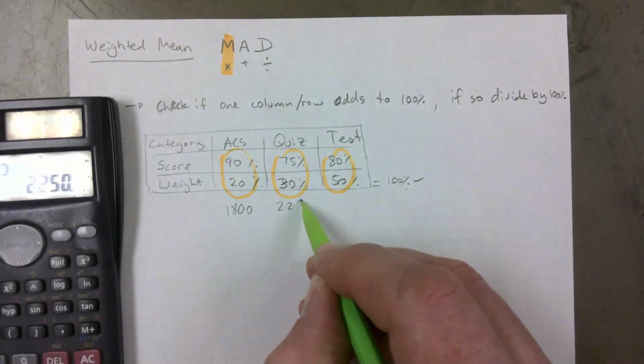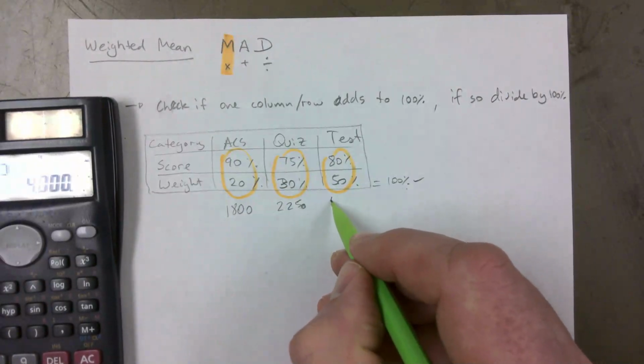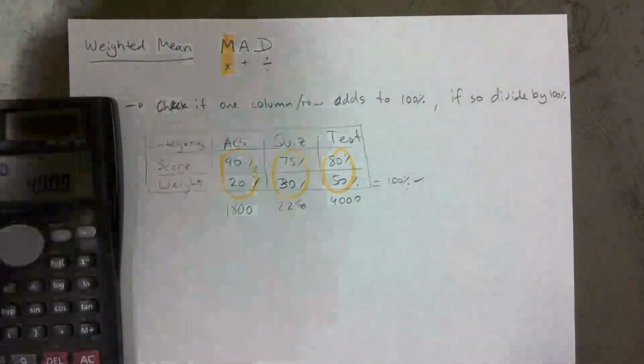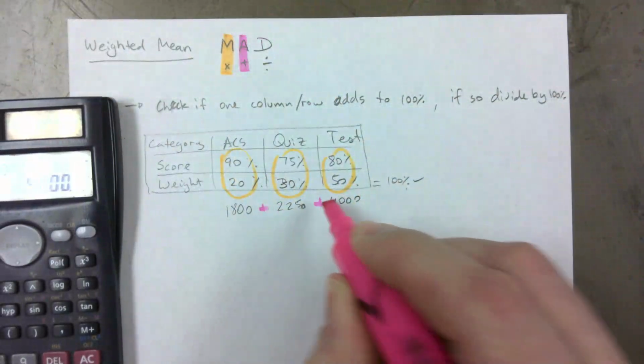You have 2250, and then 80 times 50, you've got 4,000. Okay, so that's the multiplying part. Then you have the adding part. So we add our answers.